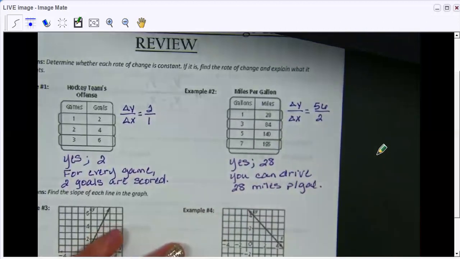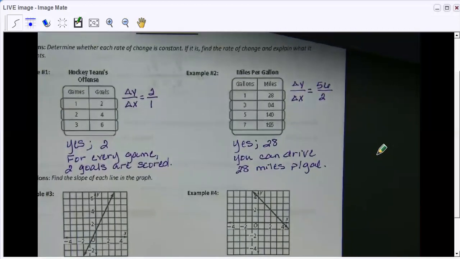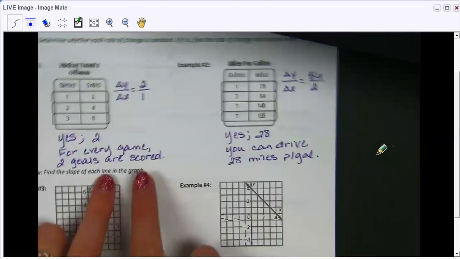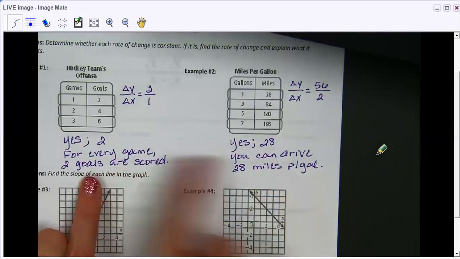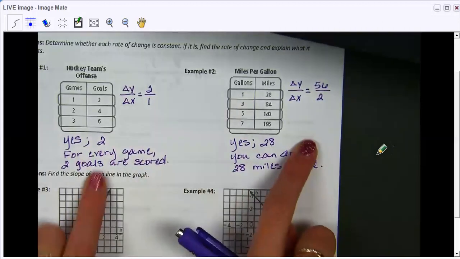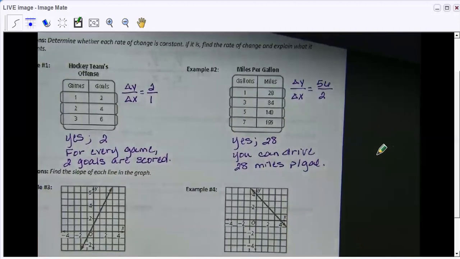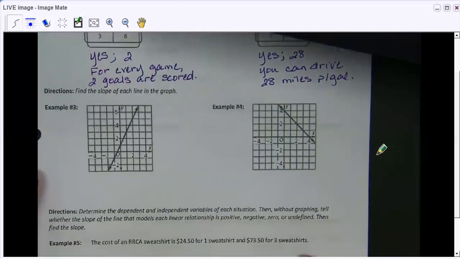Okay. All right, so you'll see example homework problems that are just like this. So when you solve them and show your work, this is exactly what I'm going to be looking for. Even your change in y over your change in x. Okay, that's how you show your work. All right, let's go down to examples 3 and 4.